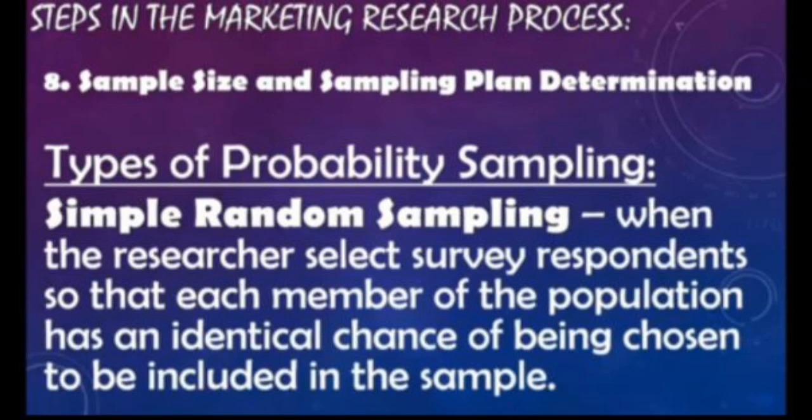The first type of probability sampling is the simple random sampling. Simple random sampling is when the researcher selects survey respondents so that each member of the population has an identical chance of being chosen to be included in the sample. By the word itself, random, there is no need to choose. The researcher will randomly select a sample from a population without any bias. Simple random sampling is the most basic and straightforward type of probability sampling.